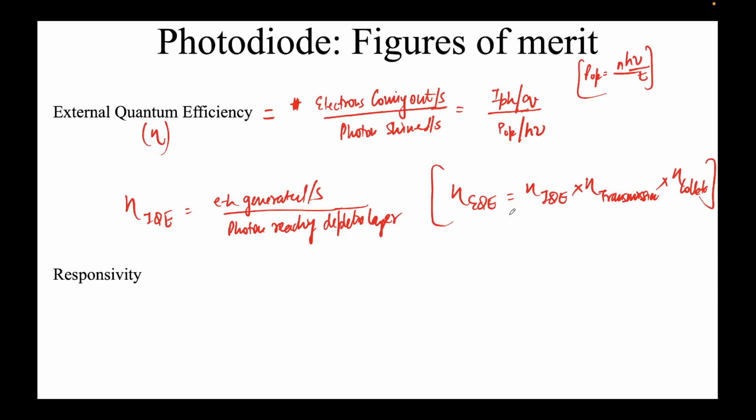The next thing we have is the responsivity of a photodetector. Responsivity is very closely related to the external quantum efficiency. It's a way of, in a way you can call it a normalization.